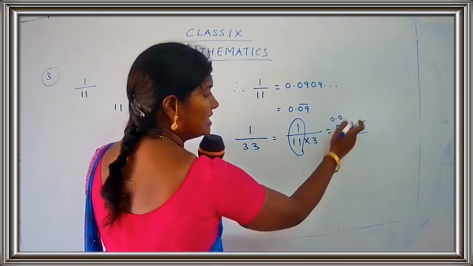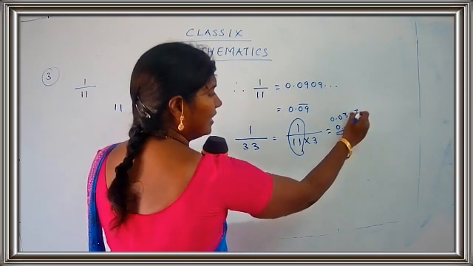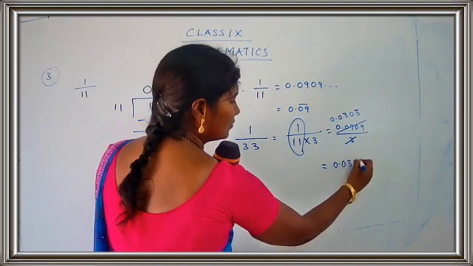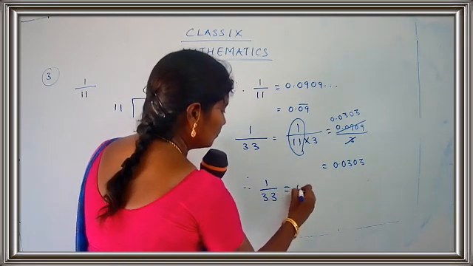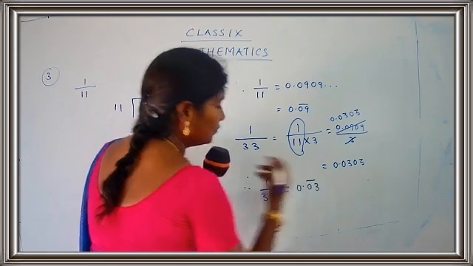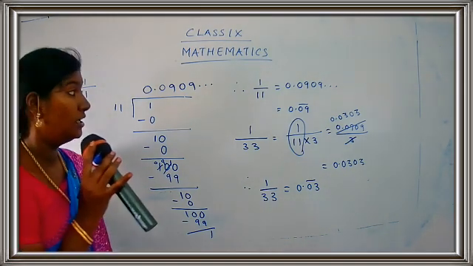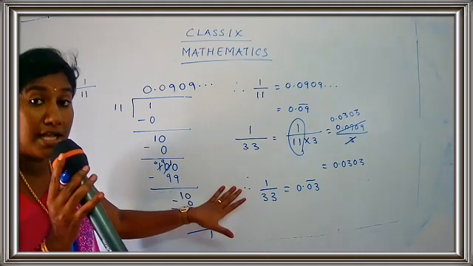So what do you get? 0.0. 3 threes are 9. 0. 3 threes are 9. So I get 0.0303. Therefore, 1 upon 33 is equal to 0.03 bar. Very simple. The sum is done. Just see, I did it directly. I have told you that we are just going to use 1 upon 11 and find out the answer for 1 upon 33.